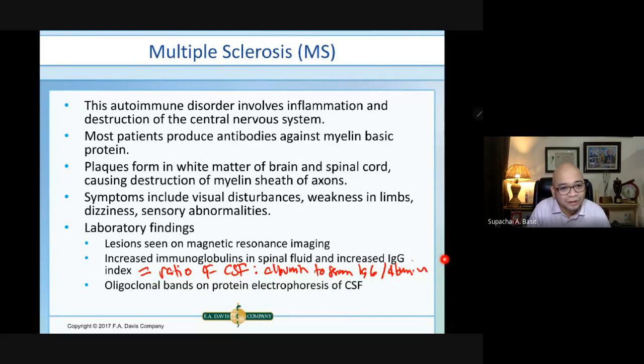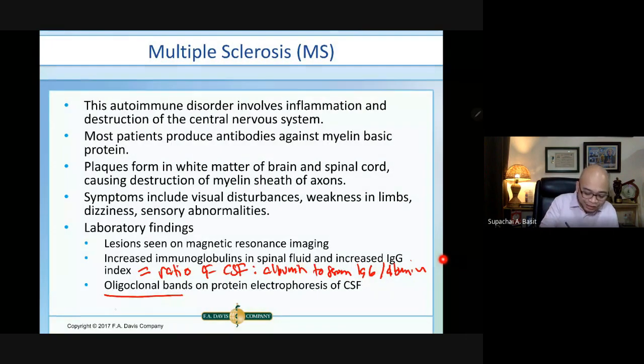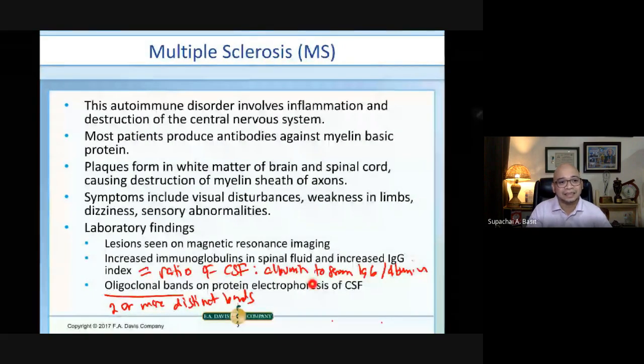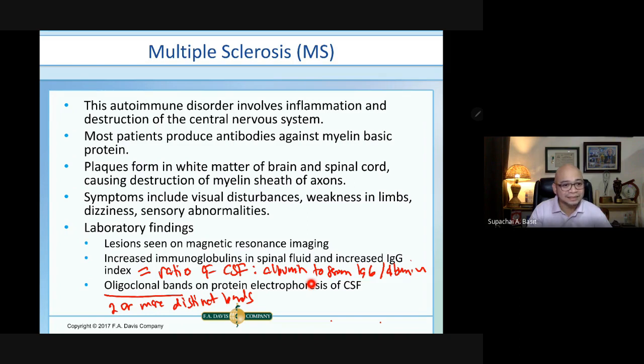So oligoclonal bands on protein electrophoresis of CSF is seen. So when you say oligoclonal bands, it means that two or more distinct bands are present during the electrophoresis. Okay, so that's what we meant by oligoclonal bands.